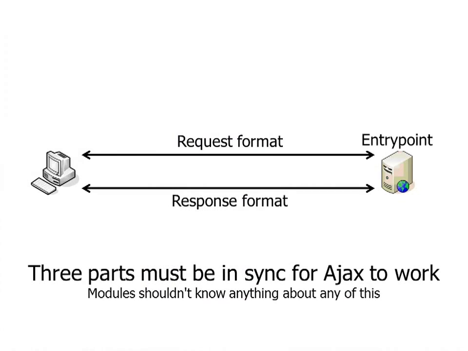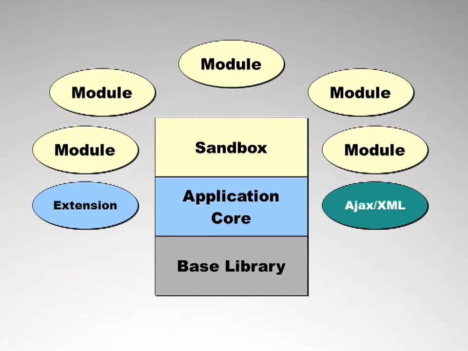So AJAX is my favorite one. And that's because it comes in a bunch of different flavors. And this is something that tends to change over time relatively frequently. So there's 3 parts that have to be in sync for AJAX to work. One is the request format, so what you're actually sending to the server. 2 is the entry point on the server, what's receiving that data. And then 3rd is the response format. So what's it coming back as? XML, JSON, some custom text format. So you want to have an extension for this from the start, because guaranteed it will change.